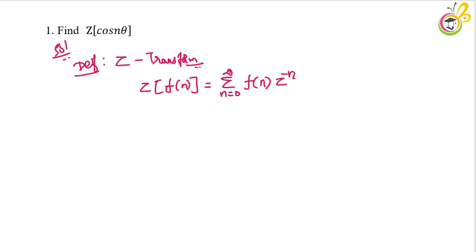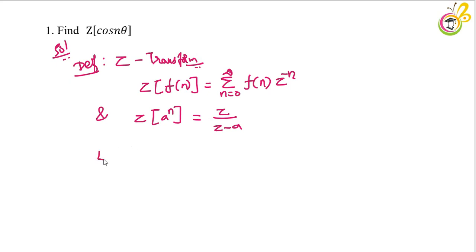The first one, Z of cos n theta. We know that the definition of Z transform is Z of f of n equal to summation n equal to 0 to infinity f of n z power minus n. And also one of the results is Z of a power n is z by z minus a. Using this result, we are going to find Z of cos n theta.